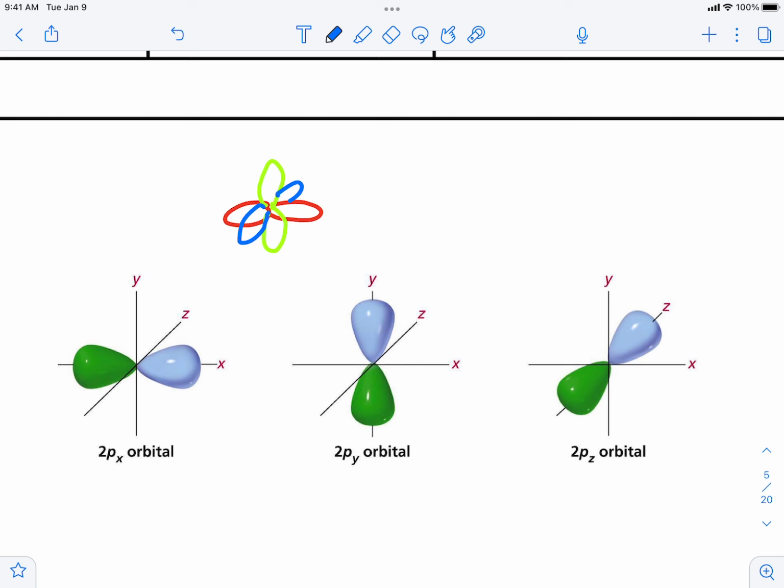And again, this is a probability distribution, so each one of these shapes, which we call dumbbells, there's a 90% chance that the px electrons are in here.